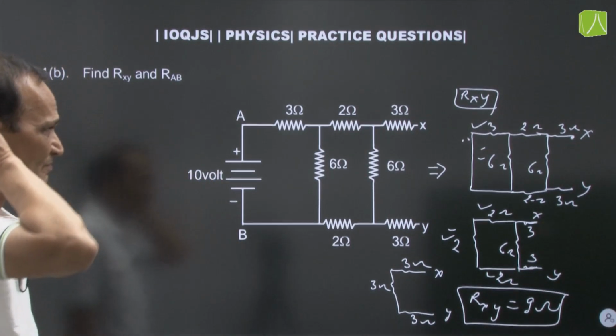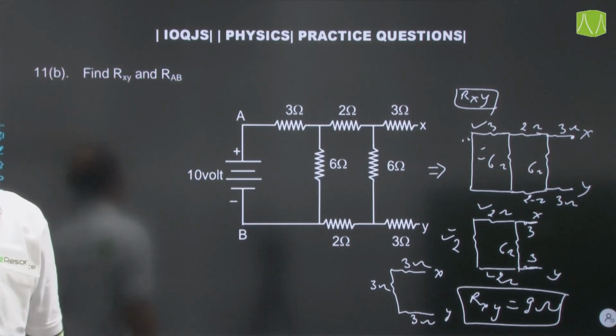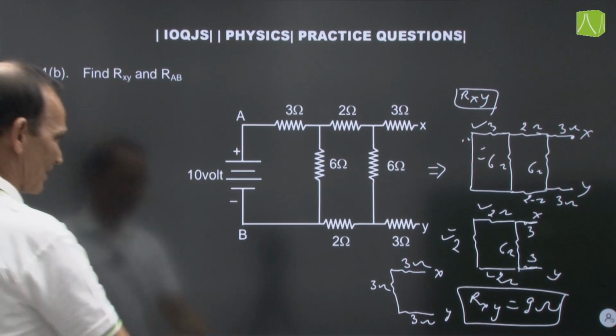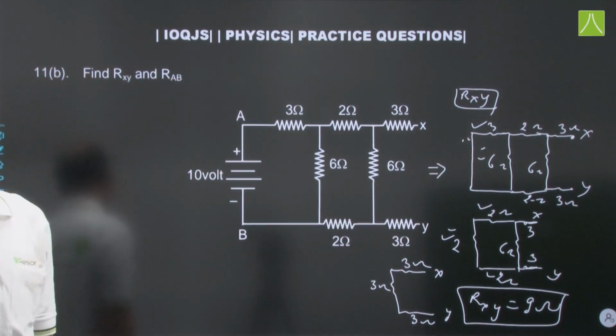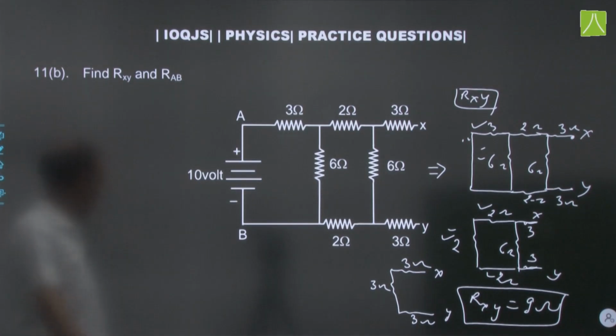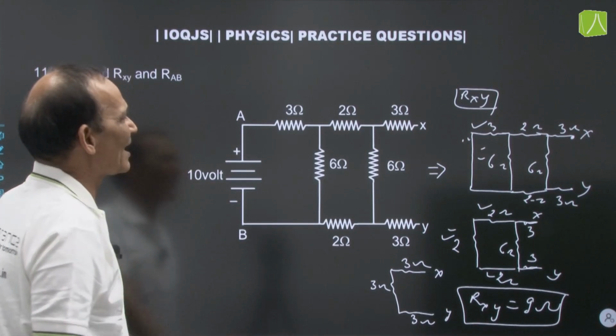Is it clear? देख लीजिए आप. This battery will behave just like a conductor when internal resistance is 0. तो मैंने बैटरी को रिमूव कर दिया इस फिगर में. It will behave just like a conductor. It has no resistance. Is it clear? Next, you have to find the second part, RAB.